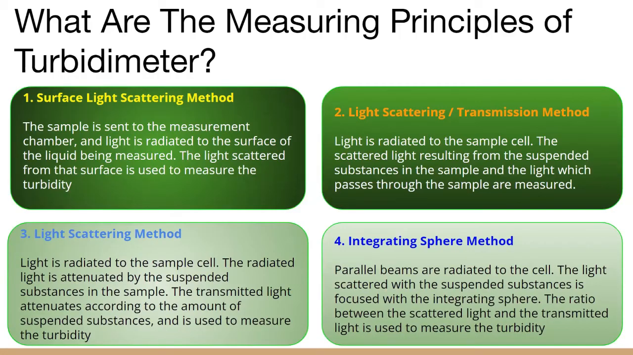What are the measuring principles of a turbidimeter? Number 1. Surface light scattering method. The sample is sent to the measurement chamber and light is radiated to the surface of the liquid being measured. The light scattered from that surface is used to measure the turbidity.